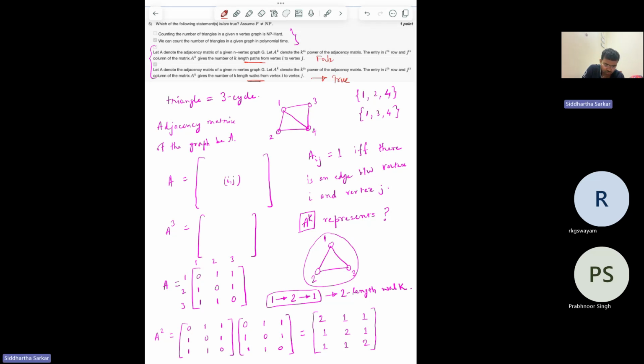Now we can go back to the first two statements, that is, how we shall count the number of triangles in an n vertex graph. As you suggested, we'll compute A to the 3. Now in this example, we can do this. If we multiply this matrix with A once again, then we'll get A to the 3. Let's do this multiplication.